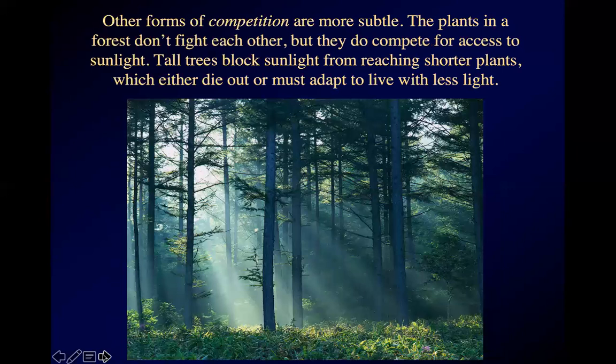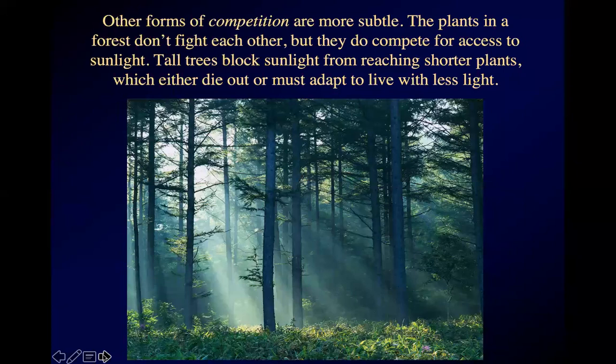It can also be regulated by more subtle factors. Plants in a forest don't look like they're competing. The maples are not forming a union to fight with the oak trees. The sweet gums are not punching each other. They're not ents.